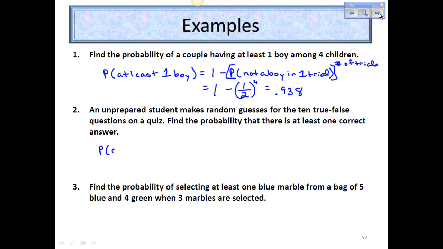So the probability of at least one is equal to 1 minus the probability of none. Since these are independent and the probability that you don't answer correctly is 1/2, we can find the probability of none by doing 1/2 raised to the 10th. And 1 minus 1/2 raised to the 10th is 0.999.